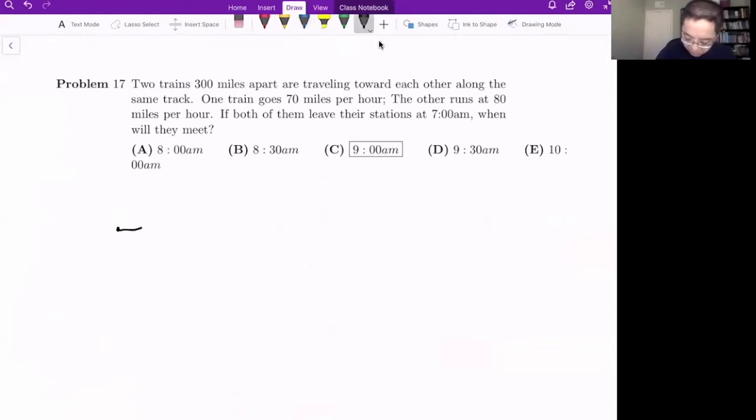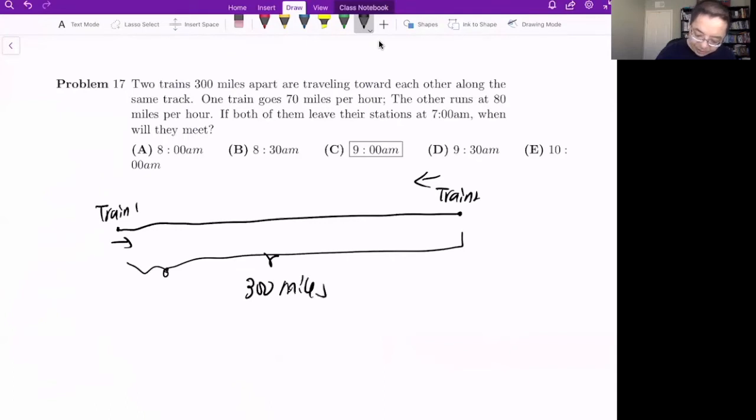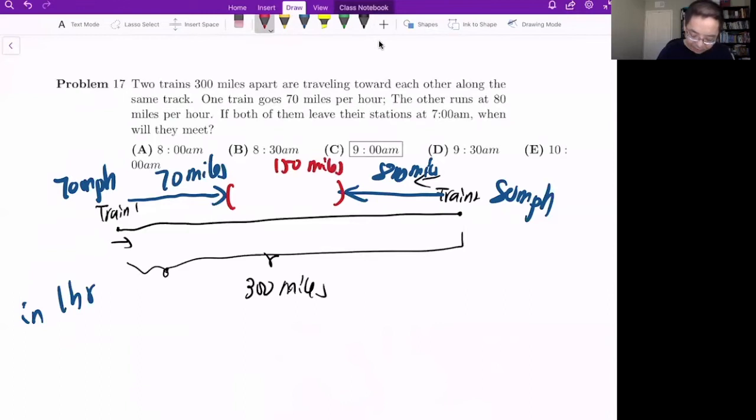So let me draw the picture. This is train one, which goes in this direction, and we have train two, which runs toward the opposite direction. The total is 300 miles. Now, for each hour, this one goes 70 miles and this one travels 80 miles. That means after 1 hour, the distance is reduced by 150, so what's left is 150 miles.